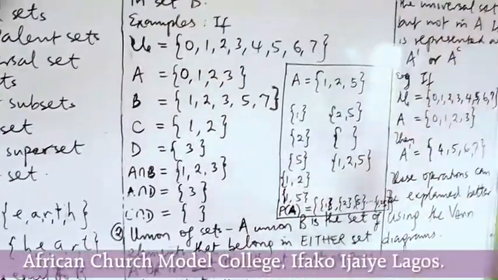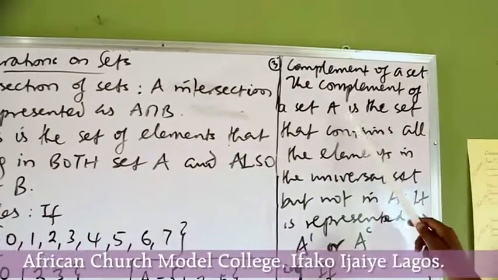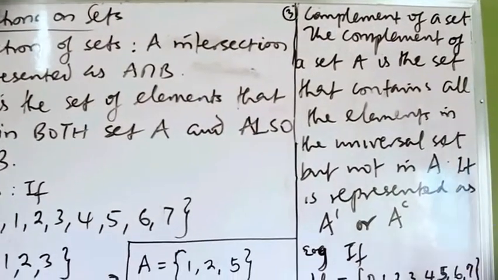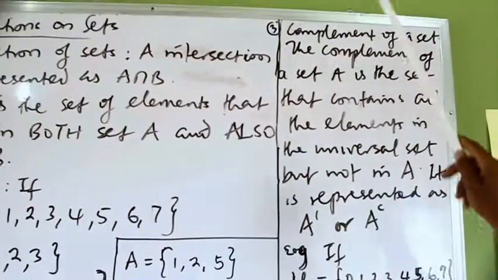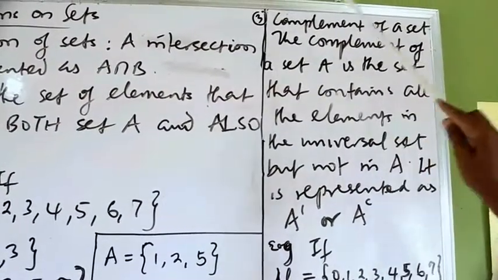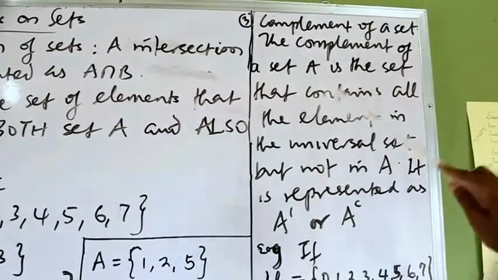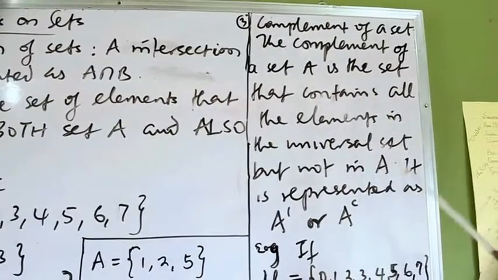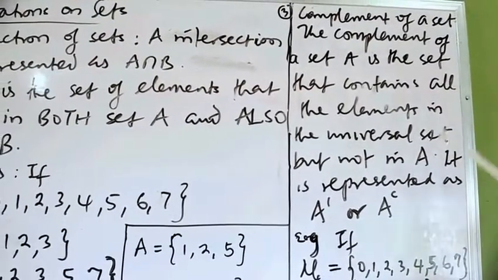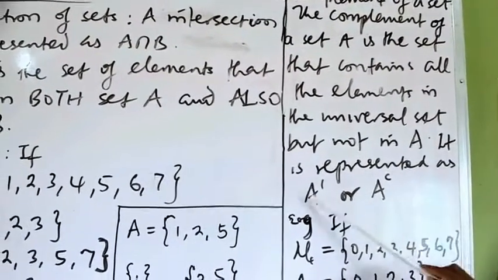That is complement of a set. Hope you are following me. The complement of a set A is a set that contains all the elements in the universal set but not in A. I repeat myself again. The complement of set A, for example, is the set that contains all the elements in the universal set but not in A. It is represented this way, A complement or A complement, either of the two.